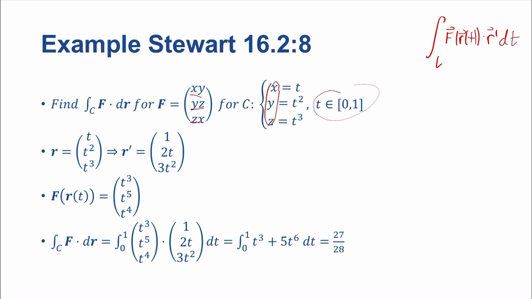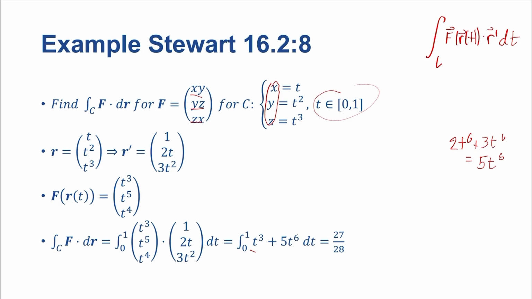So we've got t cubed times 1 is t cubed, so we put that there. We've got t to the fifth times 2t, that's 2t to the sixth. Then we've got t to the fourth times 3t squared, which is 3t to the sixth. Well, those are of the same order, so we've got 2t to the sixth plus 3t to the sixth, and that is 5t to the sixth. You don't need to combine the like terms, it doesn't matter, but I wanted to do that.